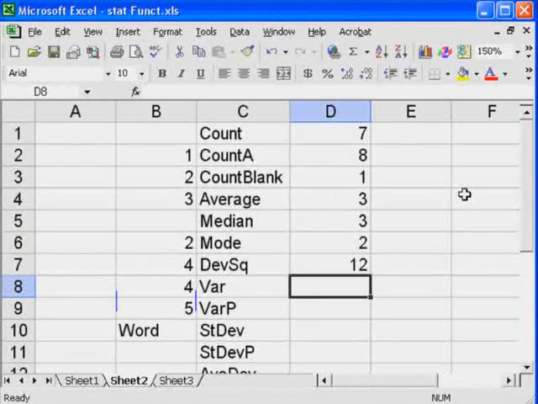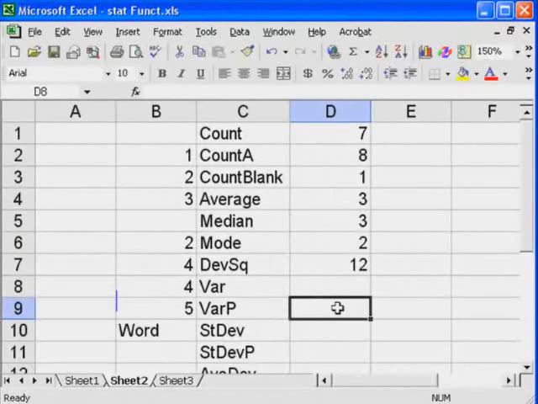Now the variance is the sum of the squared deviations divided by the number of scores I have, if these scores represent the entire population. Actually, I need to go down to this one to do that one. So we have 12, and it'll be 12 divided by 7 if it's a population.